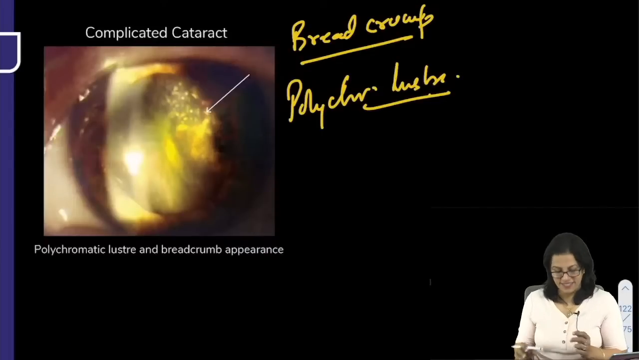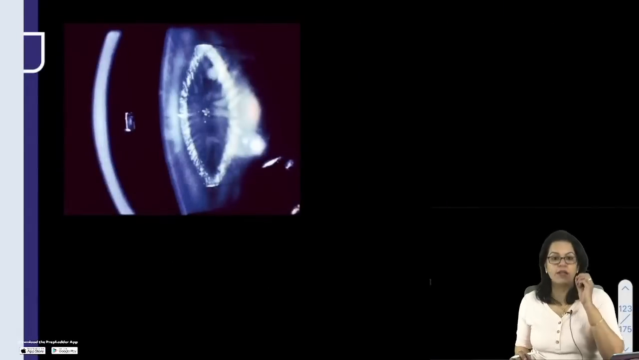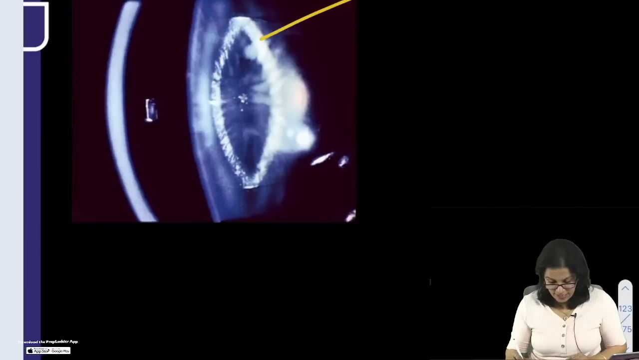You don't say it like that, right? Otherwise by look you may get confused. Which type of cataract is this? See the images again, Vishal. What is this type of cataract? This is where a single lamella is involved. So this is a lamellar cataract.